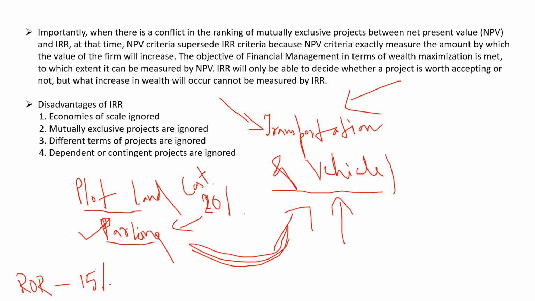There are some advantages also. The IRR method helps us to know the exact value at which the NPV will be equal to 0. And also this method takes into consideration the time value of money criterion.